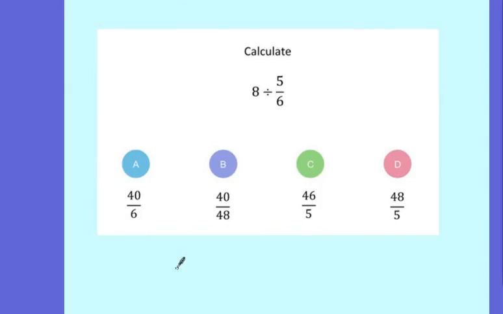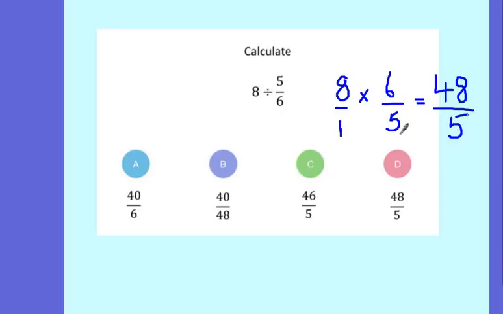And now, light blue books or mini whiteboards, A, B, C or D. Pause the video, have a little think. Let's go through it. 8 stays the same. Flip my second fraction. Change the sign to a multiply. 8 times 6 gives me what, Katie? 48, lovely. 48 over 5. 1 times 5 is 5. So the correct answer is D.